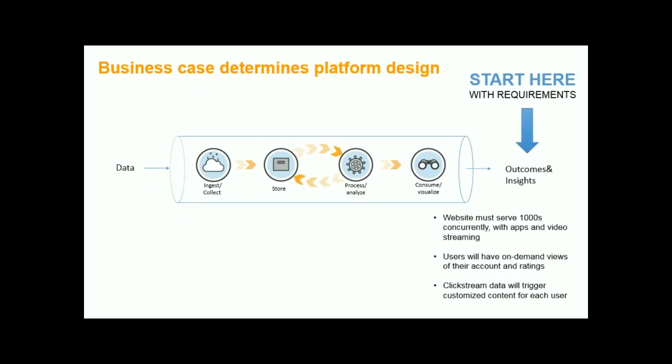First, let's look at a website that has to serve thousands concurrently, that has apps and it has video streaming. Let's look at users that can have on-demand viewing of their own accounts and maybe ratings that they put up for certain content, and being able to process clickstream data that will trigger customized content for each user.